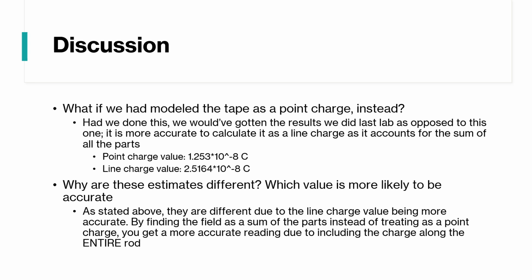These are different because, as I stated a second ago, last time we only accounted for one line in the middle, versus this time we were taking the field from every single part along the rod, every single delta y. By taking the sum of those, like we did in this lab 2, we get a more accurate reading as it includes the charge along the entire rod.